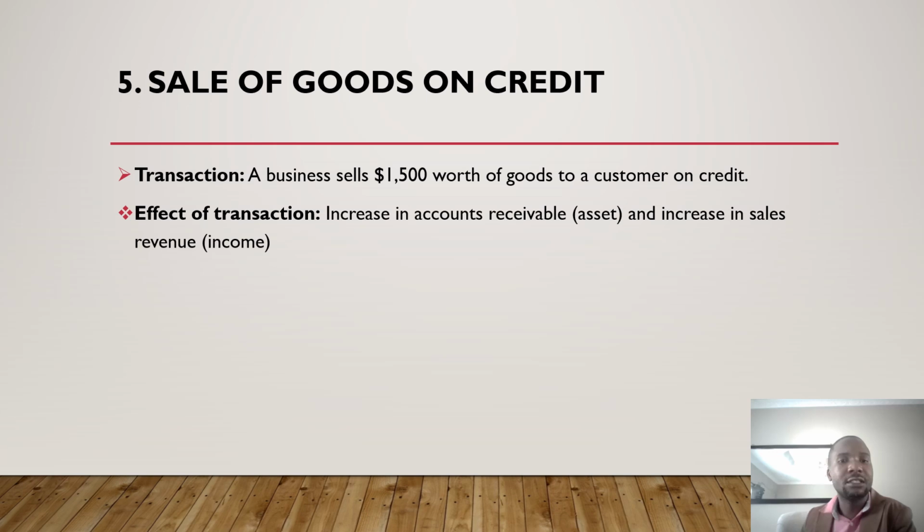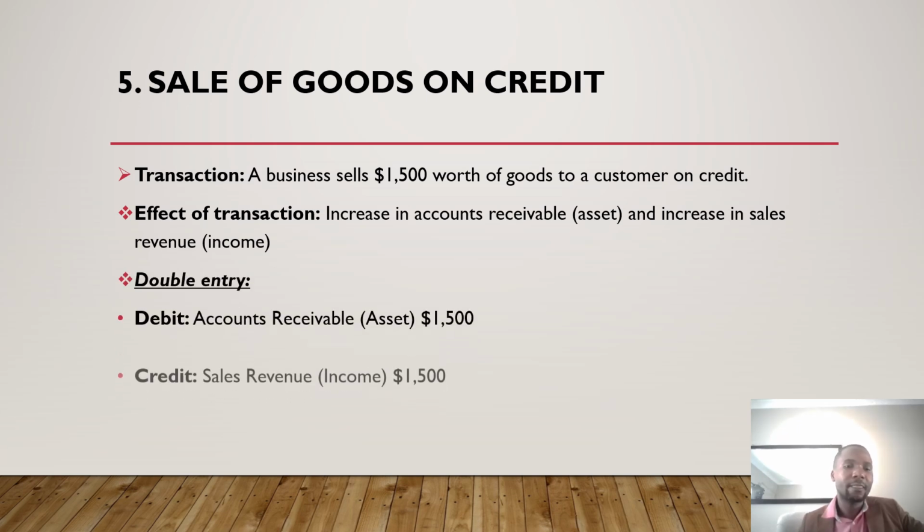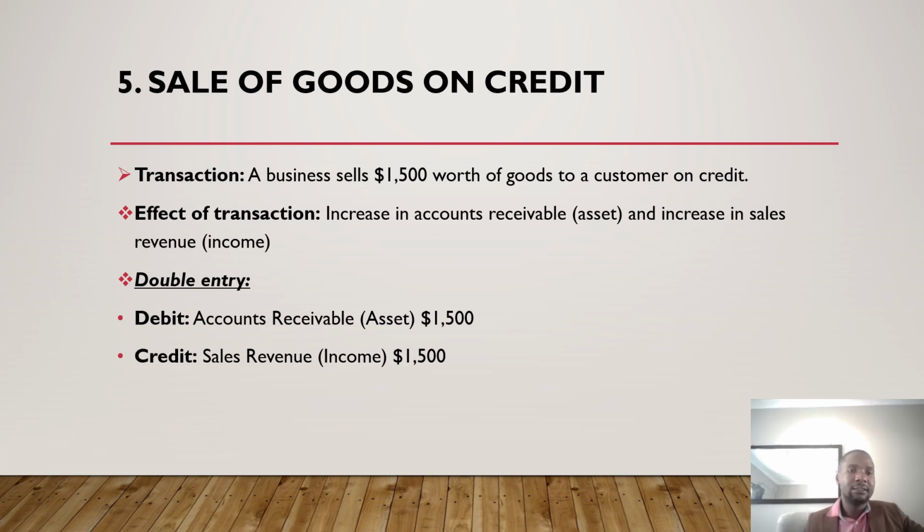So the effect of this transaction is that there will be an increase in accounts receivable or debts, the amount that the customer owes us as a business, and it's an asset to us. And on the other hand, there will also be an increase in the sales revenue, which is an income account. So the double entry will be a debit to the asset account of accounts receivable, and a corresponding credit goes to the sales revenue account.